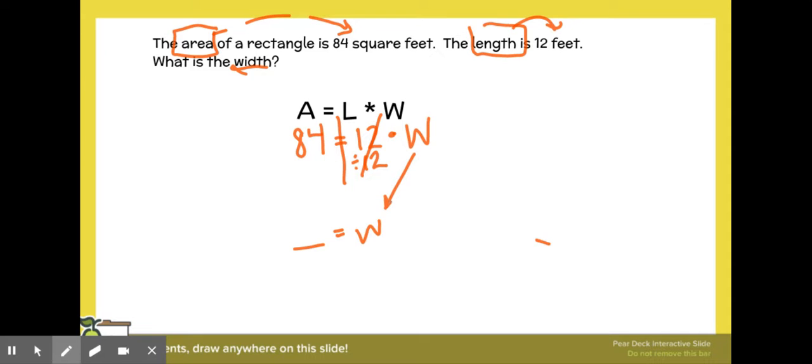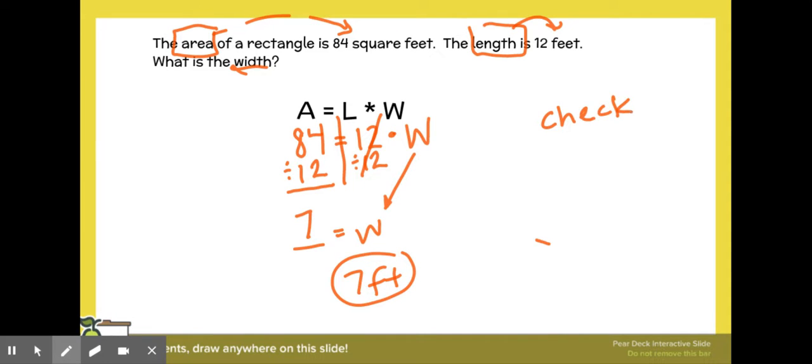But if I do dividing by 12 on one side, I need to make sure I divide by 12 on the other side. So I will be doing 84 divided by 12, which gives me 7, which means that my width is 7 feet. And I can double check that I'm correct. If I plug back in area equals length times width, well, my area was 84, and that should be 12 times 7. And if I do that correctly, 84 is equal to 84.